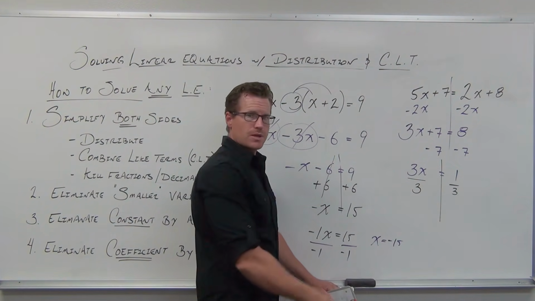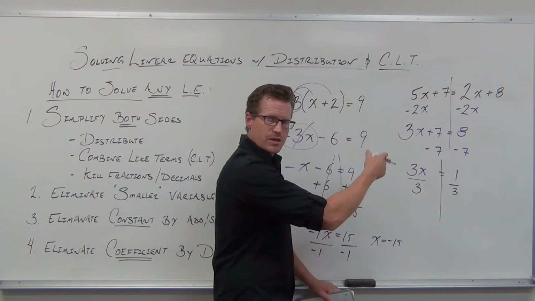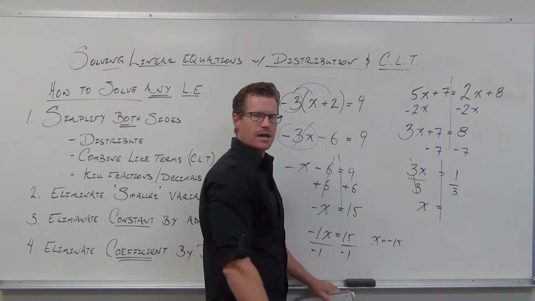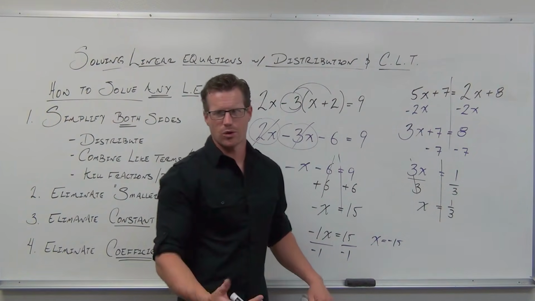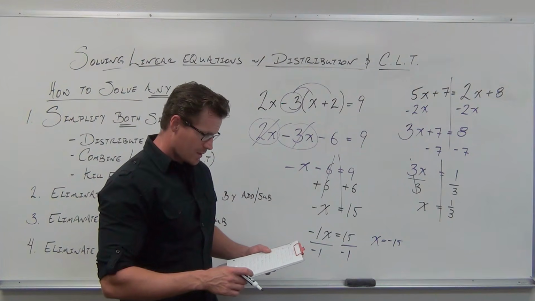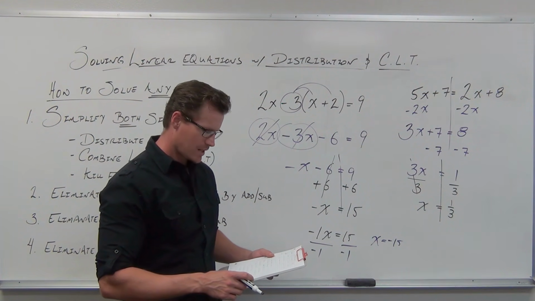Divide both sides by 3. Hey, 3 divided by 3 is 1. We're trying to create ones with division because 1 times our variable gives us back our variable. On the right-hand side, it's okay to end with fractions. They're just a little harder to check your work with, but we get 1/3. That's it.